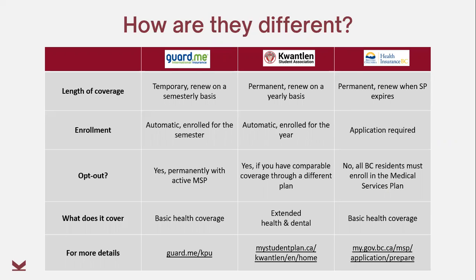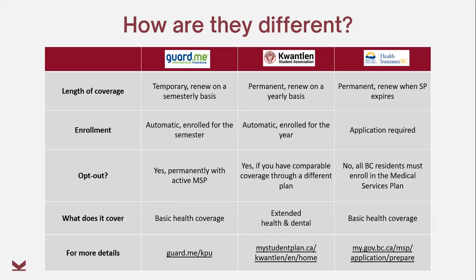And then, do you need to enroll? The only one that you need to submit an application for is MSP, okay? Some people are saying, well, can I opt out from this because there are just way too many, and am I paying double? The one that we recommend you opt out of is definitely GuardMe. You can opt out permanently once you have your active MSP. Once you receive your MSP, you can go online and opt out from GuardMe because essentially they are the same thing.